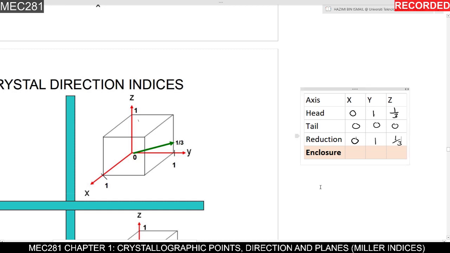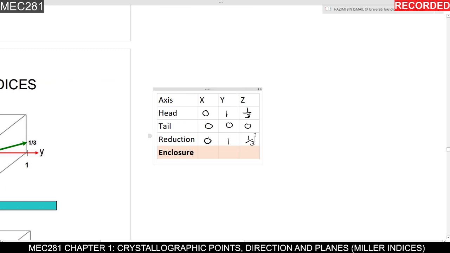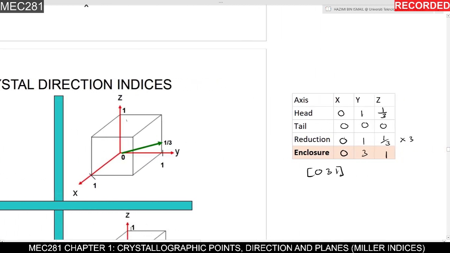Okay, so as I mentioned earlier, you cannot put fraction numbers, so you must convert into the smallest integer. How to get the smallest integer? You have to multiply with 3, then 1/3 becomes 1. But 0 and 1 also must be multiplied with 3. 0 multiplied with 3 is 0, 1 multiplied with 3 is 3, 1/3 times 3 is 1. So the final enclosure is 0 3 1. Okay, simple as that. Senang kan?